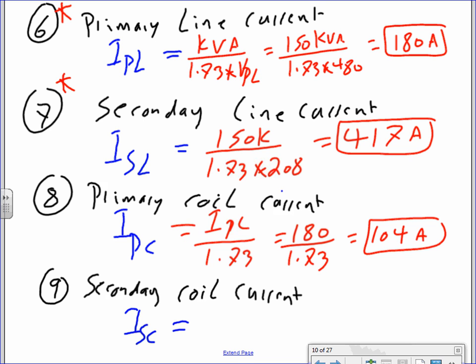On the secondary side, secondary line, coil and line are the same, so that will get me 417 amps in both coil and line, right? Because it's a Y. Any comments, gentlemen? Any questions? Ladies and gentlemen, any comments, any questions?